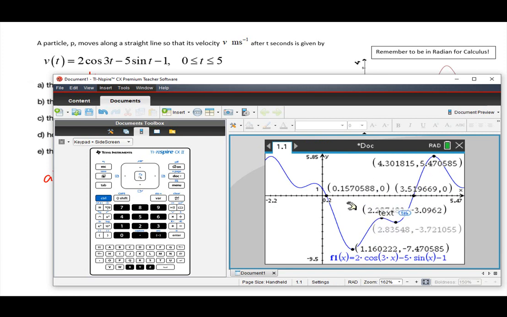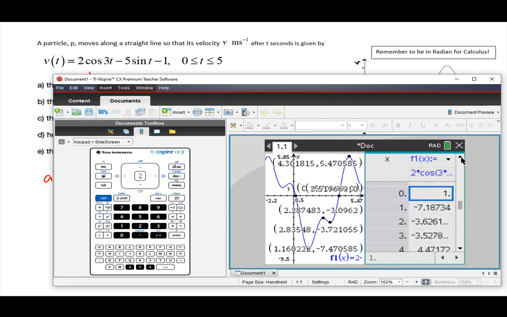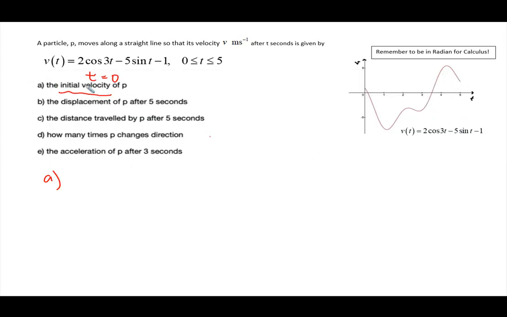Now, what we were looking for is when the time is 0, so you can just go to the table, Control T. We have the table here. Just scroll up. When x is 0, the value is 1. That gives us our answer: v of 0 is equal to 1. Make sure your units are correct. For velocity, the units are meters per second. So that's part A.